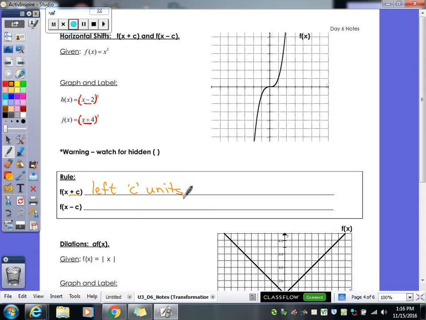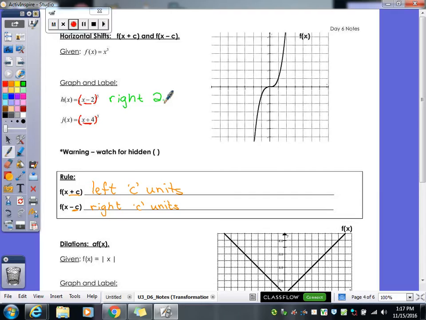And if we're subtracting a number, that means you're going to move to the right that many units. So if we take a look at our example up here, if I have x minus 2, that means I'm moving which way? Right. How many units? So I'm going to write right 2.